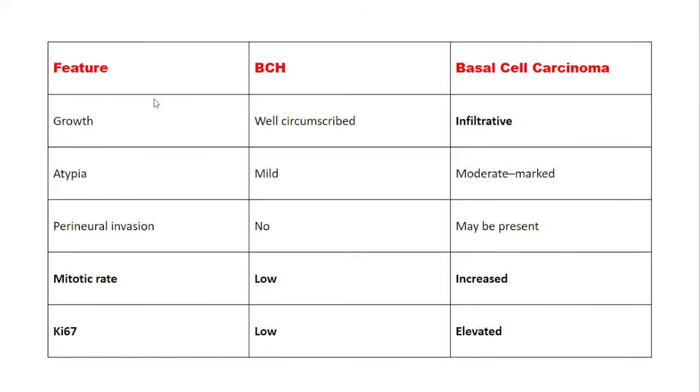So this is the differentiating table between basal cell hyperplasia and basal cell carcinoma. All the features that we have discussed are mentioned in this table.